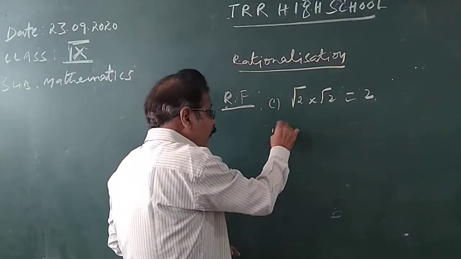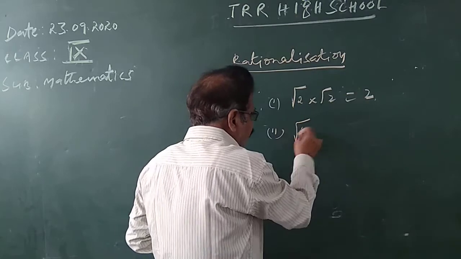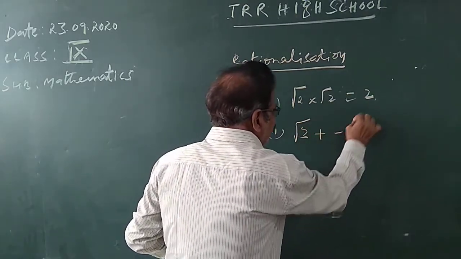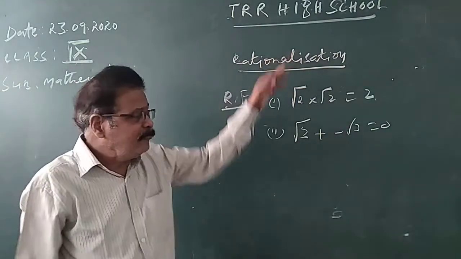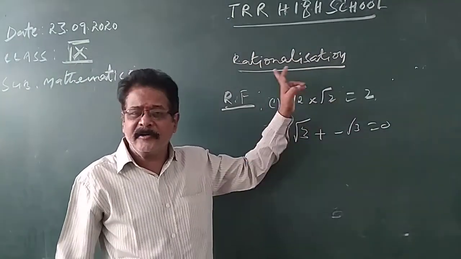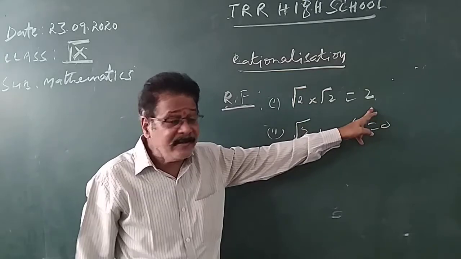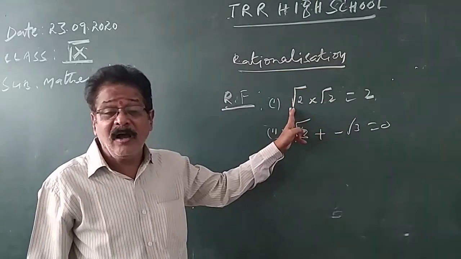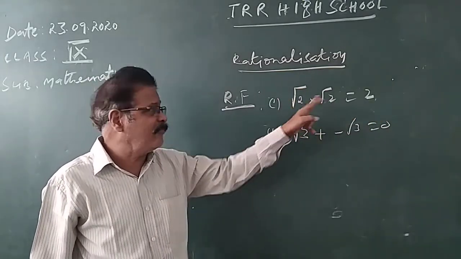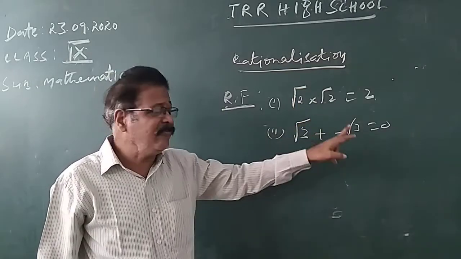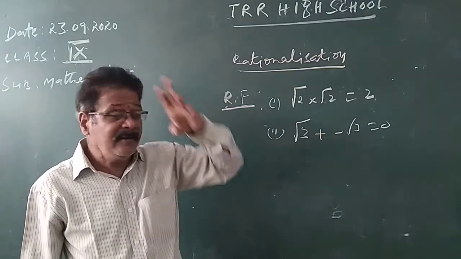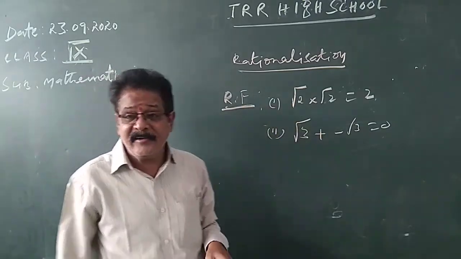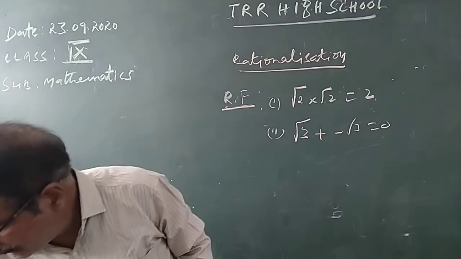Similarly, if the sum of two irrational numbers, root 3 plus minus root 3, equals 0, and 0 is a rational number. If the sum of two irrationals is rational, or the product of two irrationals is rational, then each one of them is called the RF of the other. Root 2 is the RF of root 2, root 3 is the RF of minus root 3, like that. So, this is a rationalizing factor, represented by RF.